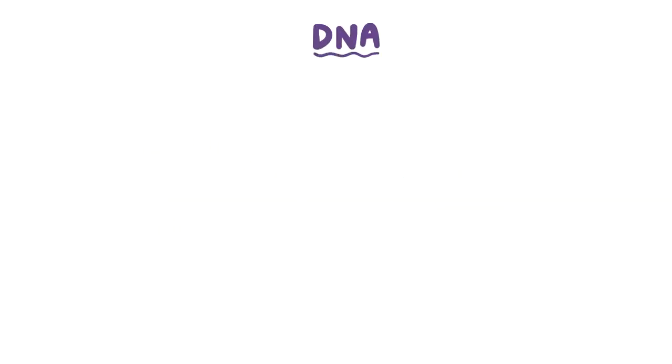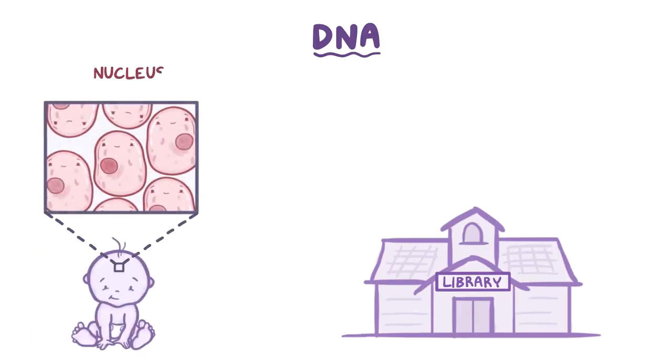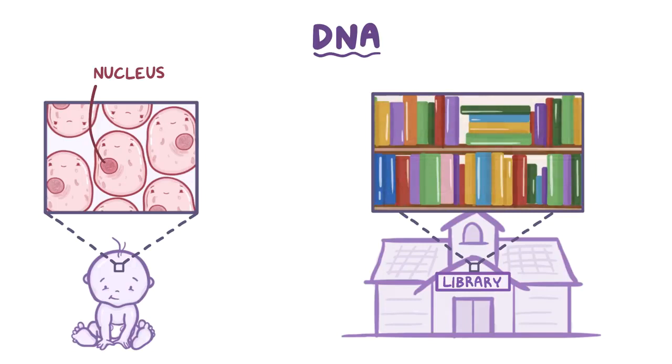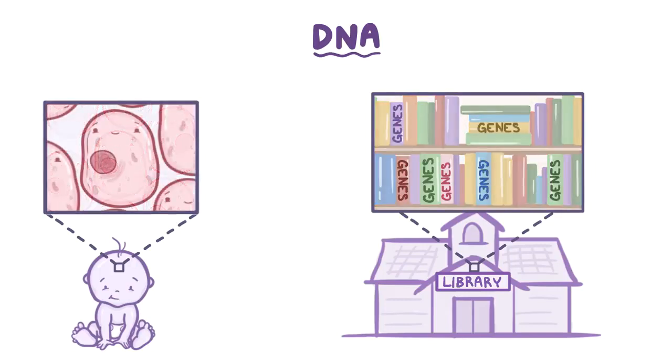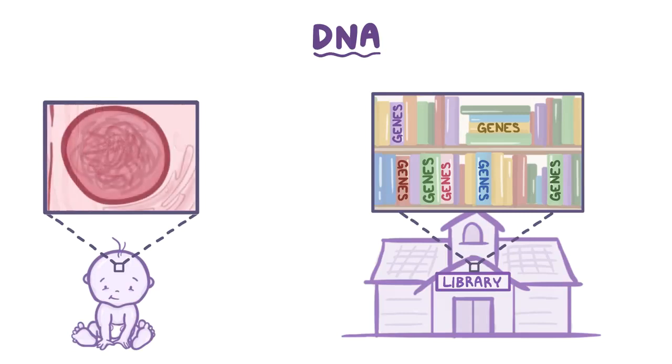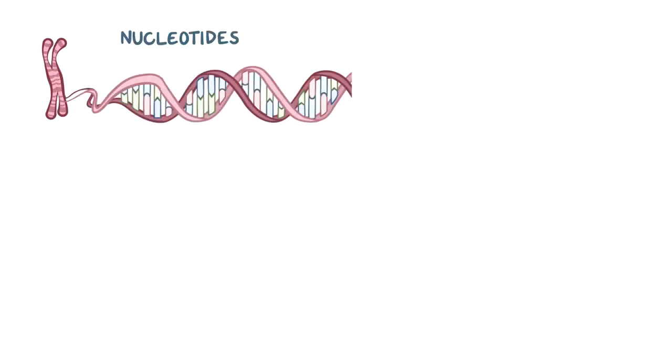Our DNA is like a library, found in the nucleus of our cells, with thousands of books. Some of these books, called genes, are extremely important because they carry the recipes for every single protein found in the cell. Now, on a molecular level, DNA is made up of two strands of nucleotides, so each gene is just a segment of this nucleotide sequence.